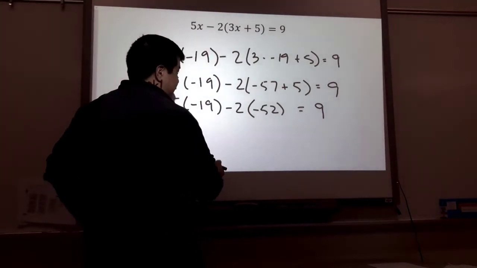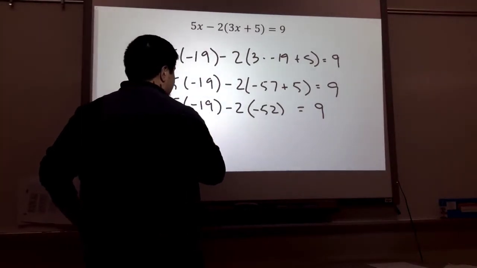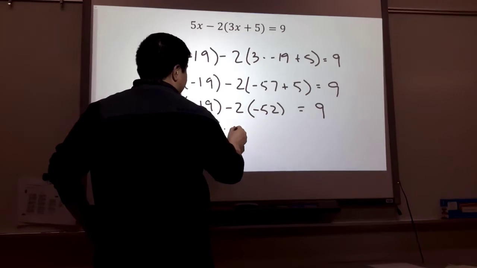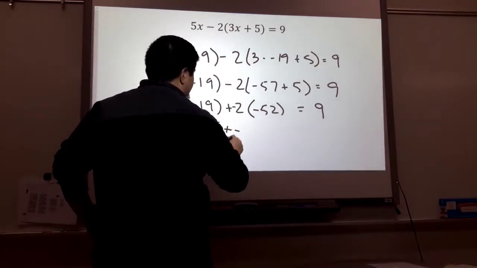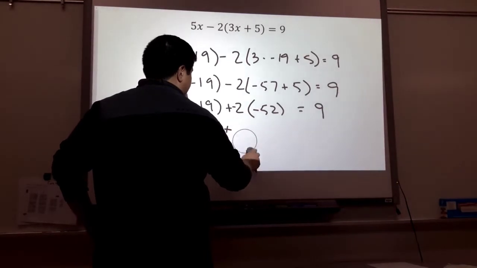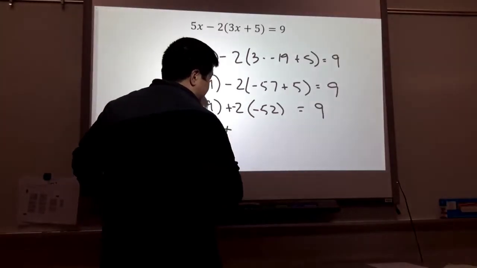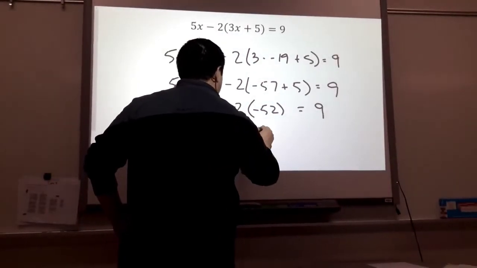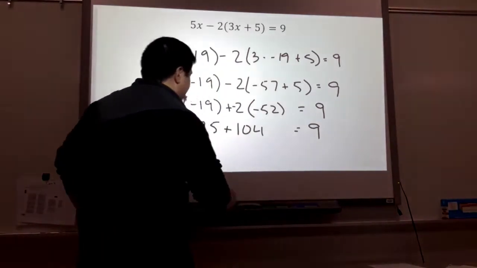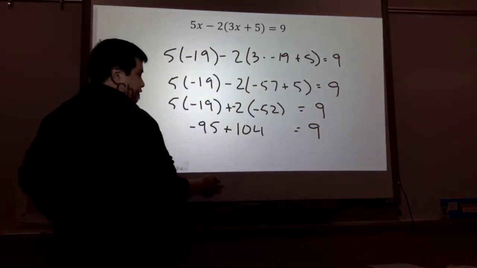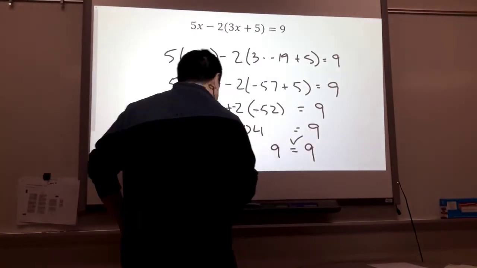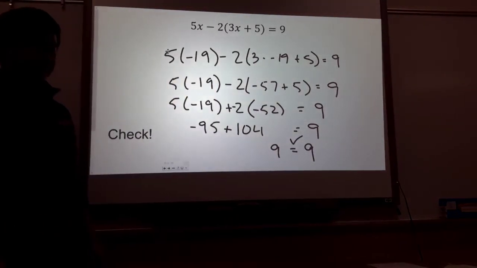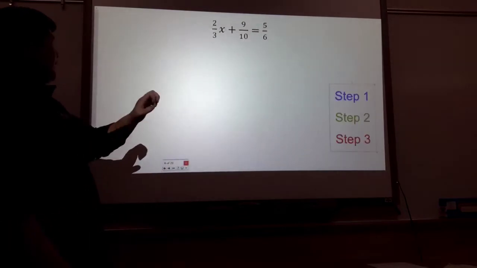Then we're going to do multiplication. So 5 times negative 19 is negative 95, minus, I'm going to change this to plus negative 2 times negative 52, which is 104. Hopefully it will be 9. Negative 95 plus 104 is in fact 9. 9 equals 9. Okay. The next one.